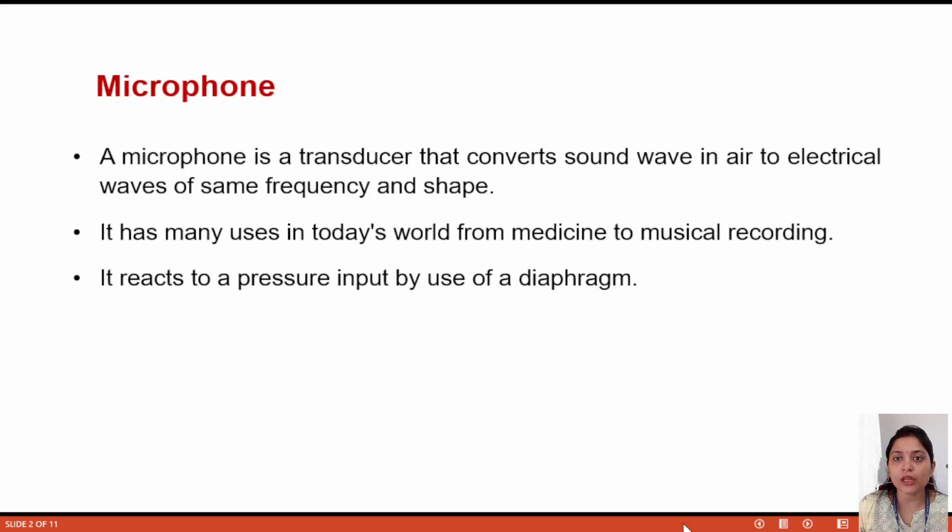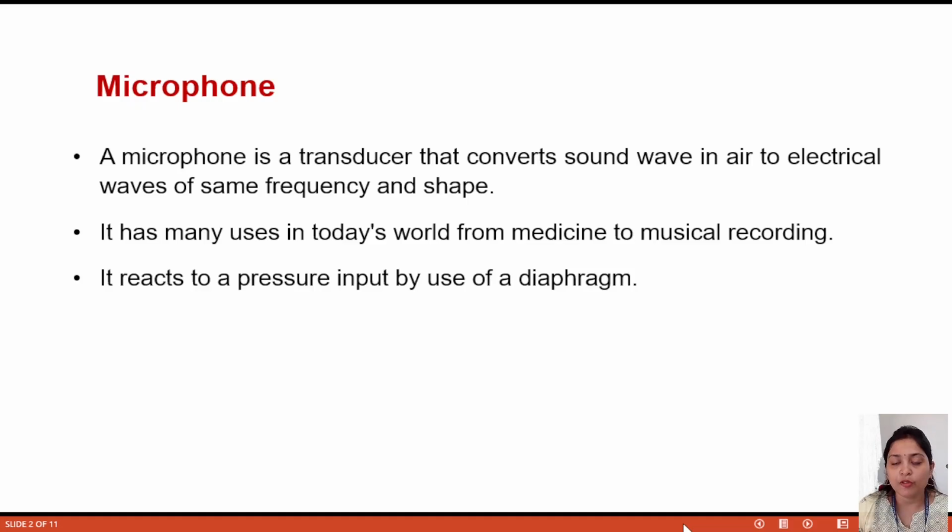First of all, starting with what is a microphone. A microphone is actually a transducer. A transducer is a machine that converts one signal to another signal. In the microphone, as all of you know, sound waves are converted to an electrical signal with the same frequency and shape as the sound waves. It is useful for many applications in day-to-day life, and it reacts to a pressure input by use of a diaphragm.